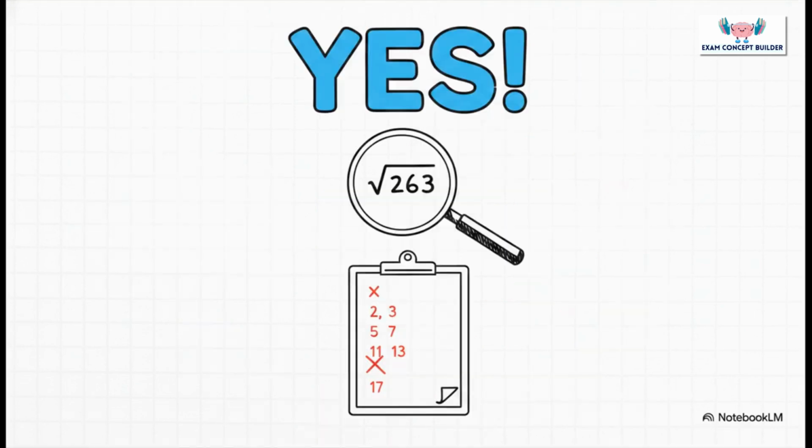The answer is yes. But hey, how do we actually know that without sitting there and testing every single number all the way up to 263? Well, you only need to test prime numbers up to the square root of your target number. The square root of 263 is about 16.2. So if we divide 263 by 2, 3, 5, 7, 11, and 13, and literally none of them divide perfectly, which, spoiler alert, they don't, then we can confidently declare it certainly is prime. You don't even need to bother checking 17 or anything higher.